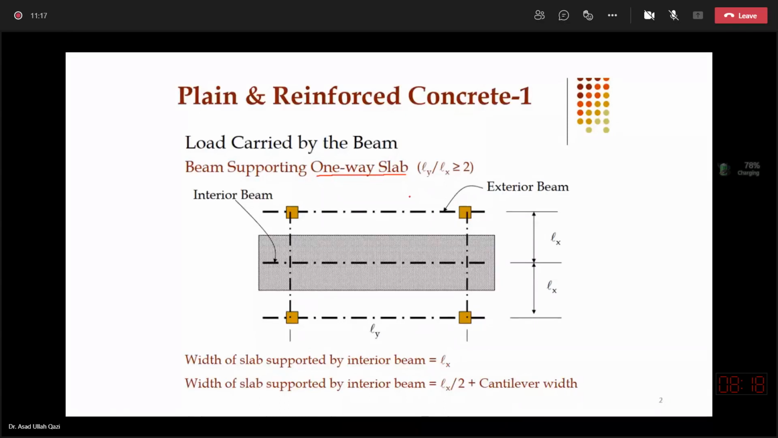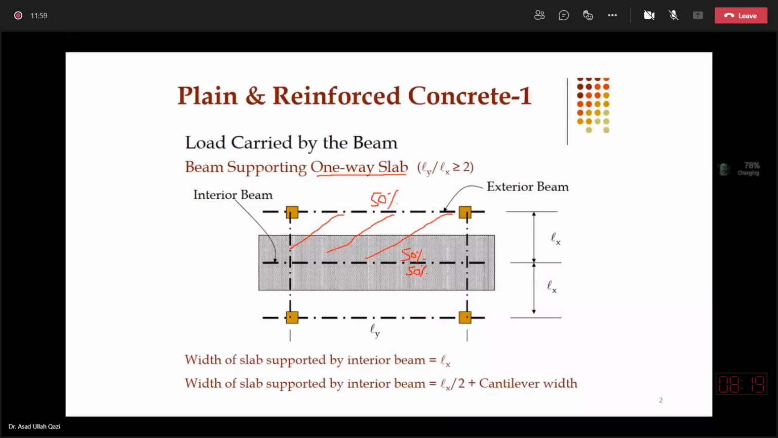And it will distribute its load to the supporting beam 50-50%. So this one panel, its 50% load will go to this beam, which is along the longer dimension of the panel, and 50% load will go to this beam. And same is the case in next panel, that 50% of its load will be transferred to this beam.